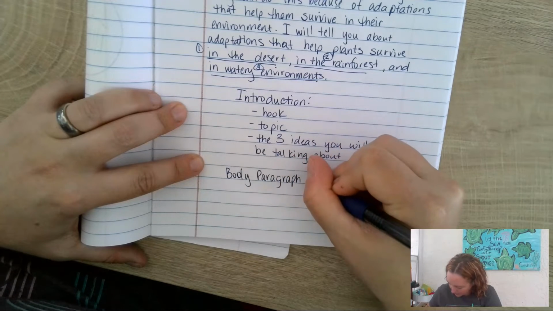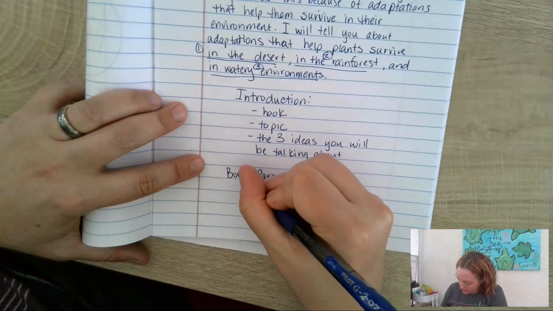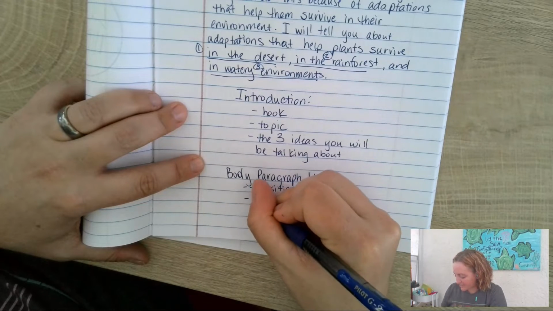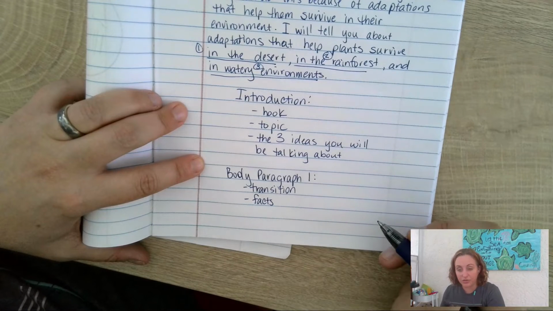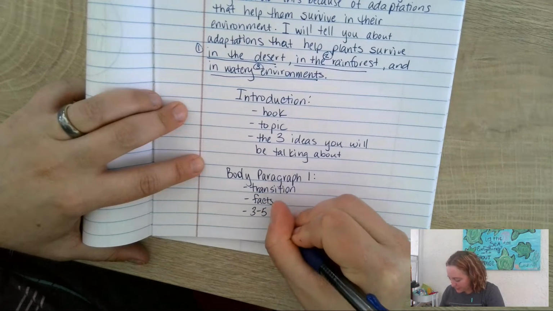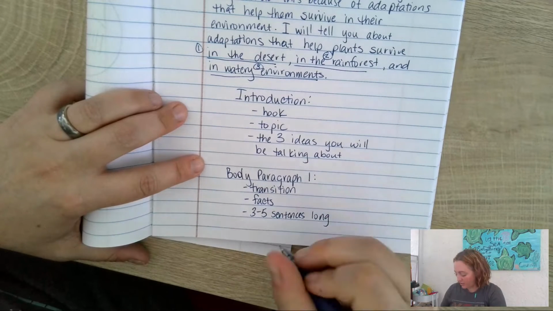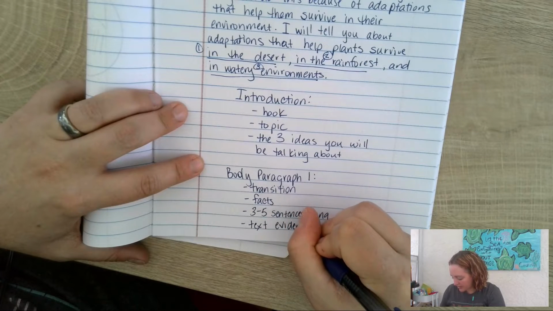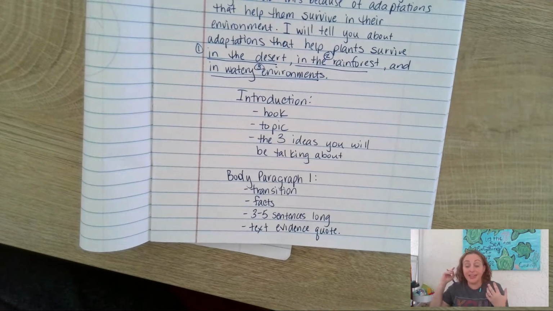Is going to be talking about idea 1. Okay, so for me, it's going to be in the desert. I'm going to include a transition, and I'm going to include facts to support it. It should be 3 to 5 sentences long, and I want to try and include a text evidence quote. Sorry about the dog. So that's what I want to make sure I've included in body paragraph 2.